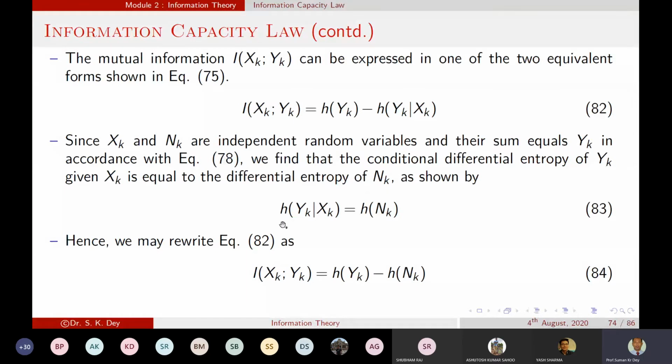That's why we have written this equation. Is there any doubt?